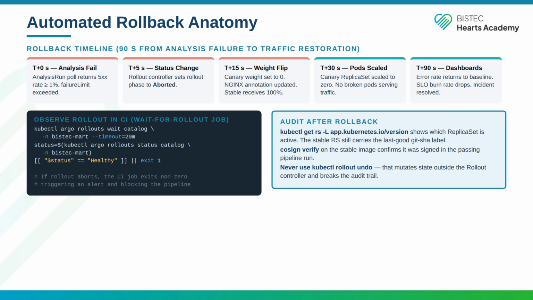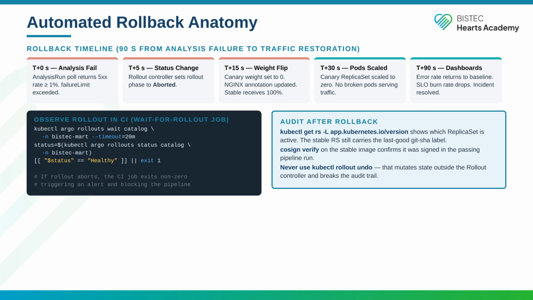At 60 seconds, the second evaluation interval completes. Still failing. Second failure recorded. At 90 seconds, the third evaluation completes. The failure limit, 1 threshold, is now exceeded. The analysis run transitions to the failed state.